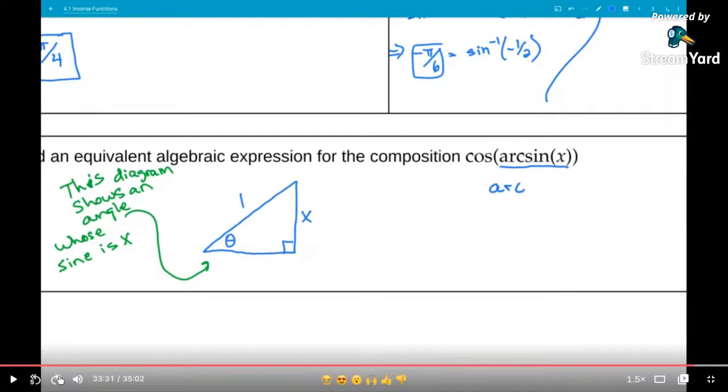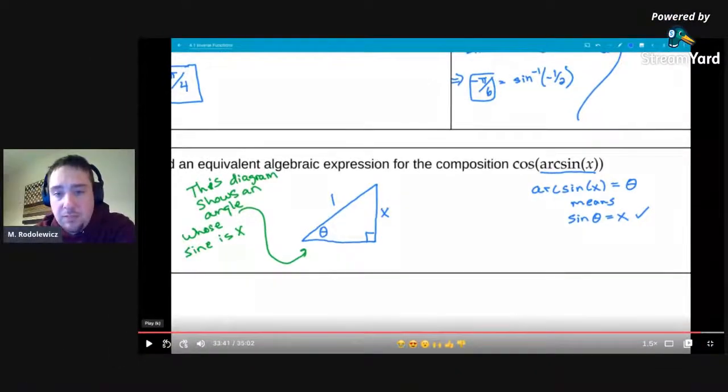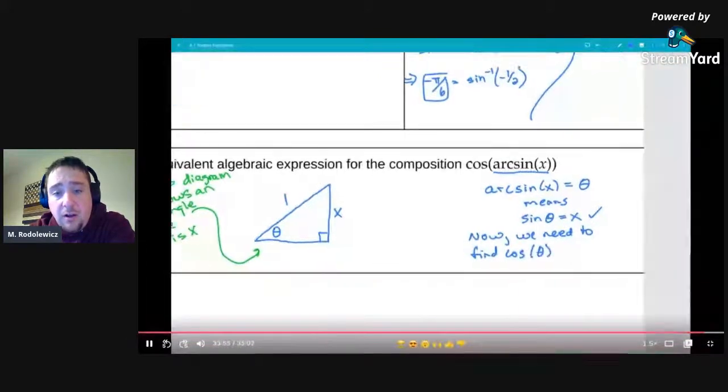So what I've done here is to say, let's call that inside expression theta, and arcsine of x equals theta means sine of theta equals x, and we have a diagram that shows that. Now we need to find the cosine of that angle.